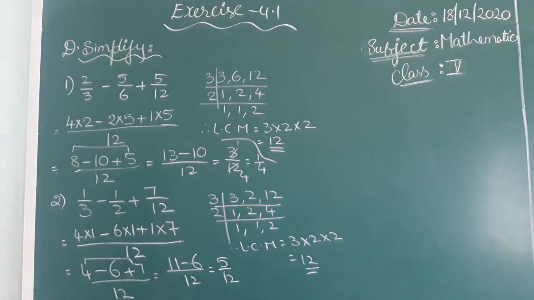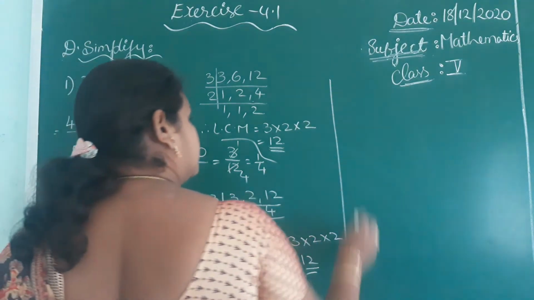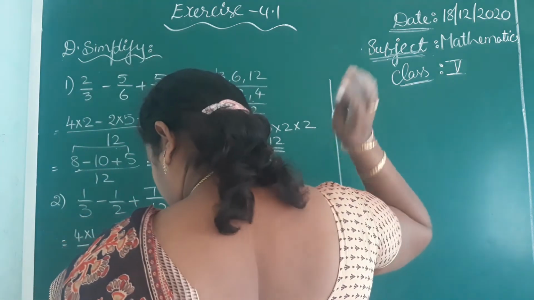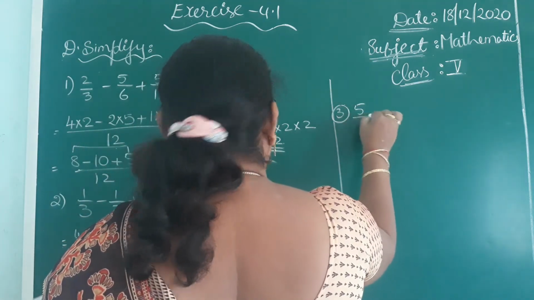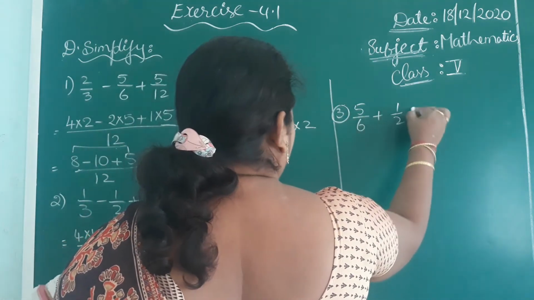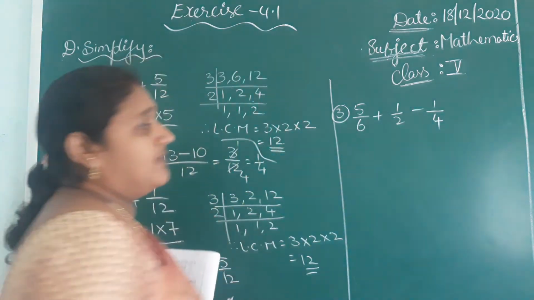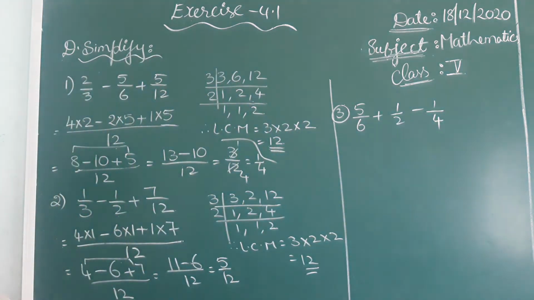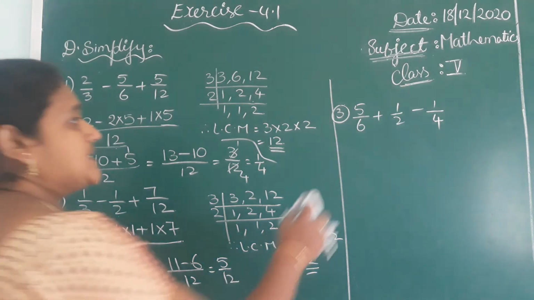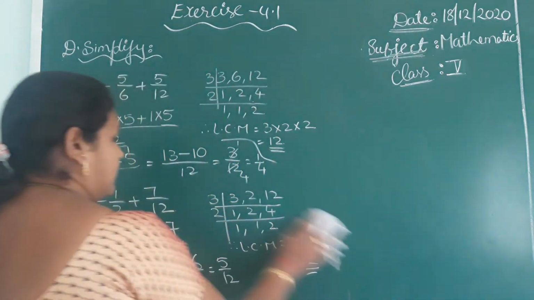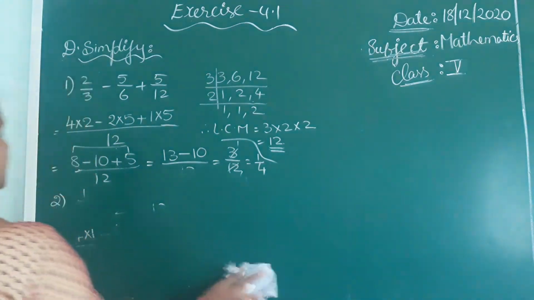See the next one. Third one: plus 1 by 2 minus 1 by 4. First find the LCM of those three numbers. Okay children, I think we can't see because of sunlight. I will write this side only, that's all.